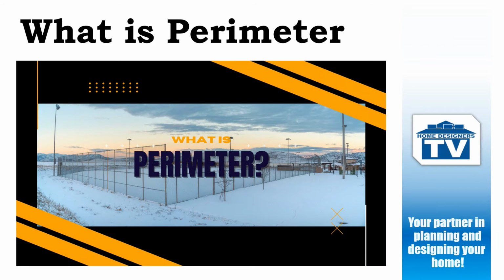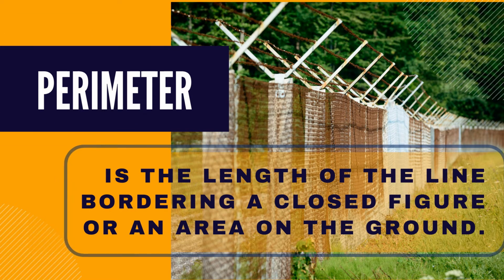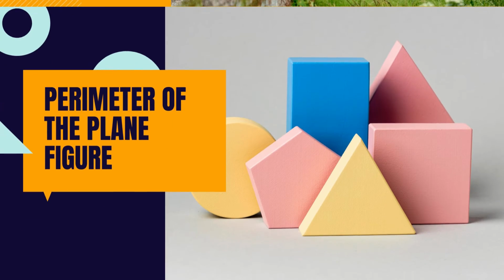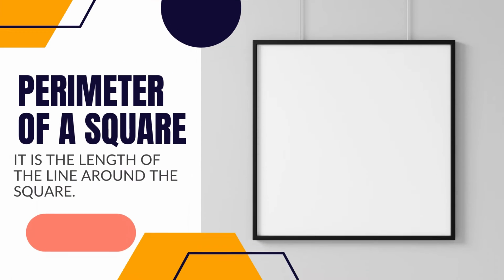What is perimeter? Generally, perimeter is the length of the line bordering a closed figure or an area on the ground. Basically, this concept is applied in geometric figures such as square, triangle, and rectangle.